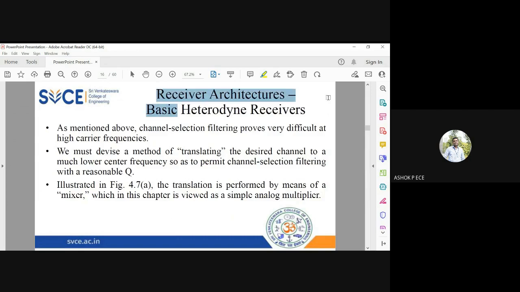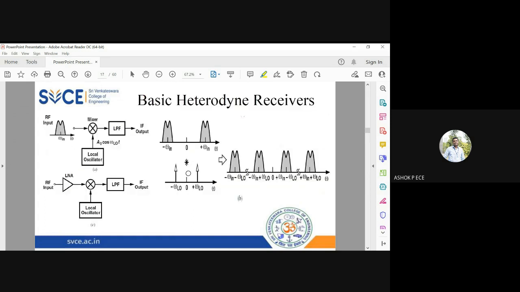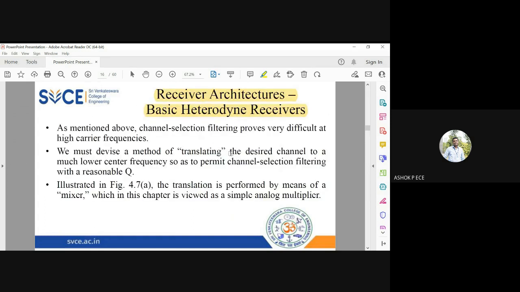So we are going to first see about receiver architectures, and then we'll be seeing about transmitter architecture. In receiver architecture, we are going to see heterodyne receivers. Heterodyne receivers, we'll see how it is functioning.